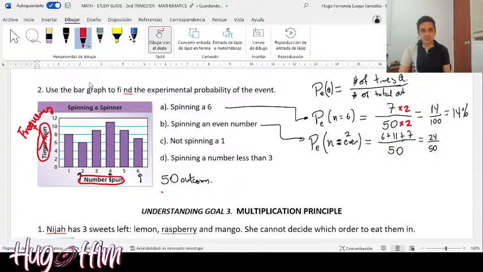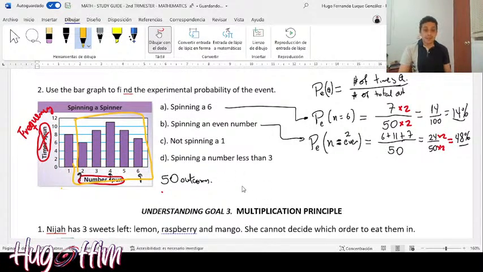You want it as a percent? So this is the cool part, because you can multiply it times 2 to get 48%. And this is how you find the probability. Not spinning a 1, so it will be all the possible numbers but 1. Or you can get the experimental probability of getting 1 and take 100% minus this probability, that will be the complement.